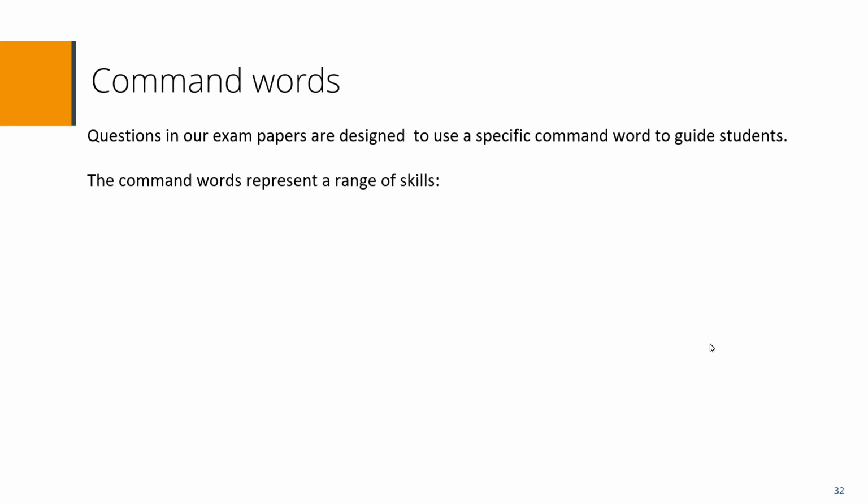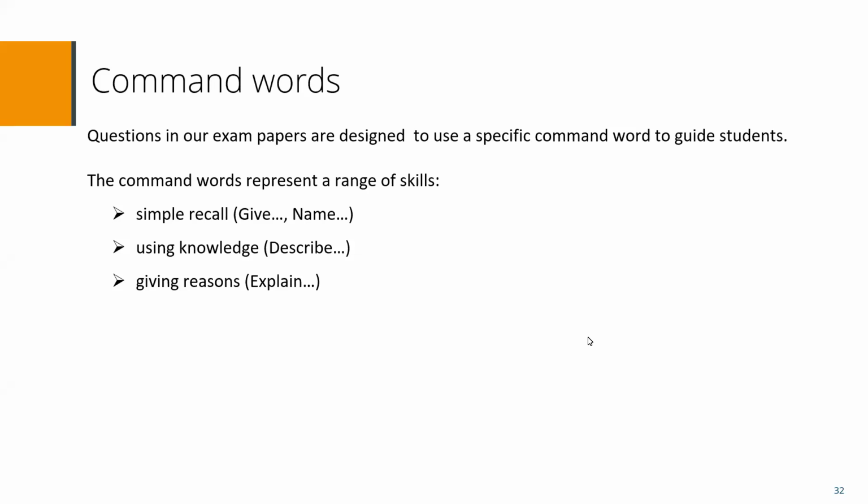Okay, the command words represent a range of skills. So, for example, simple recall would be command words like give, name, or state. Using knowledge would be describe. Giving reasons would be explain. You've got to be very careful about explain, because it's now a requirement that exam paper writers cannot use two command words in the same sentence, and therefore can no longer write down state and explain.